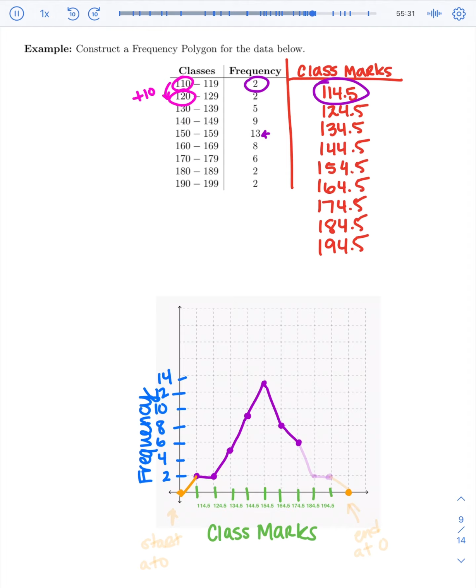Oops. Let's see. The last two here, 8, 6, and the last two were at 2. So hold on. That must have not popped up right. So they were supposed to be at 2. And again, at the end, we will bring it back down to 0.